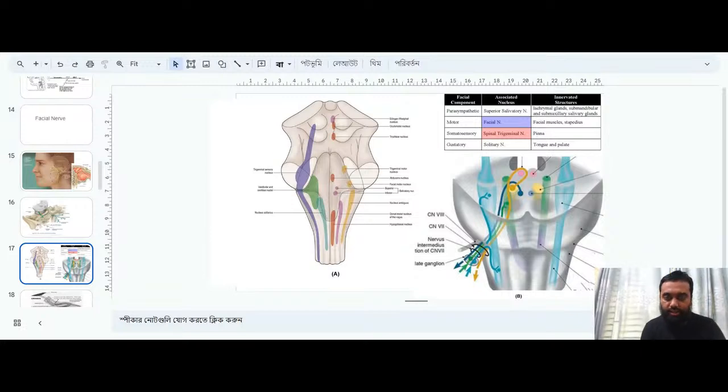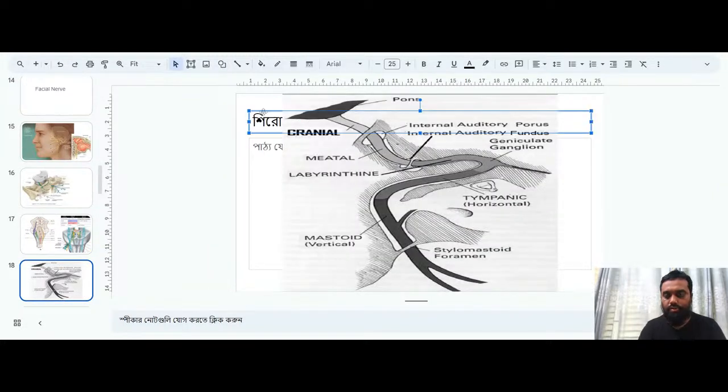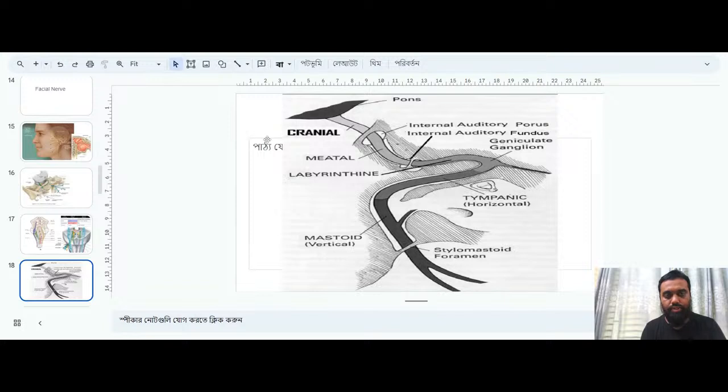Here is the facial nerve, the nucleus of the facial nerve. It starts from here, leaves the brain stem and enters the internal acoustic meatus. There is a picture that you will see now. Here is the total course of the facial nerve.